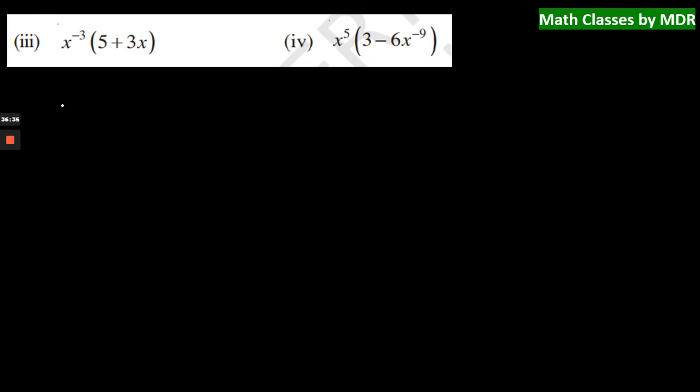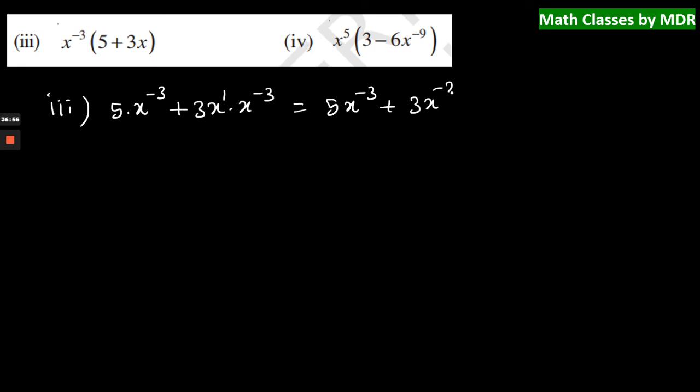This third one is also similar to the previous one. So let us multiply this x power minus 3 with the two terms inside the brackets. We will get 5 into x power minus 3 plus 3 into 3x into x power minus 3. So here we have 1, so we can add them. 5x power minus 3 plus 3x power minus 2, minus 3 plus 1. Okay, minus 2. So now let us take the differentiation of it.